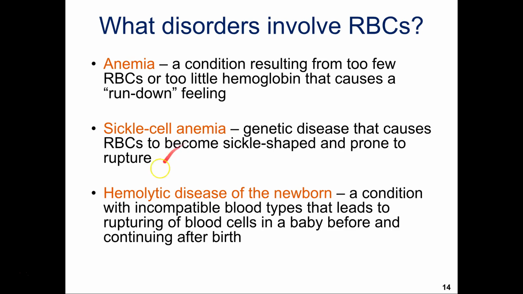And then this last disease that we're going to talk about is hemolytic disease of the newborn, which has to do with your mother and child having different blood types that cause the mother's immune system to mess up the blood cells in the baby before and after the baby is born. And there are certain modern things that can be done about this, but this can definitely be problematic if the mother and child have different blood types.